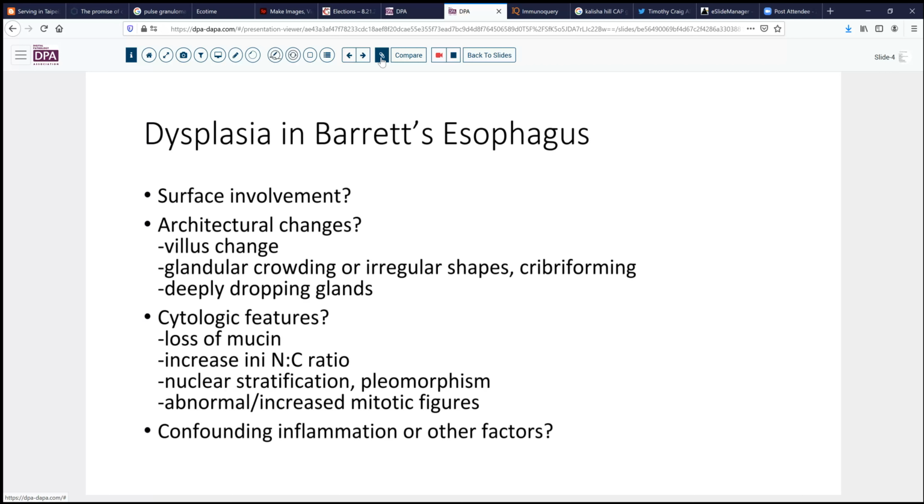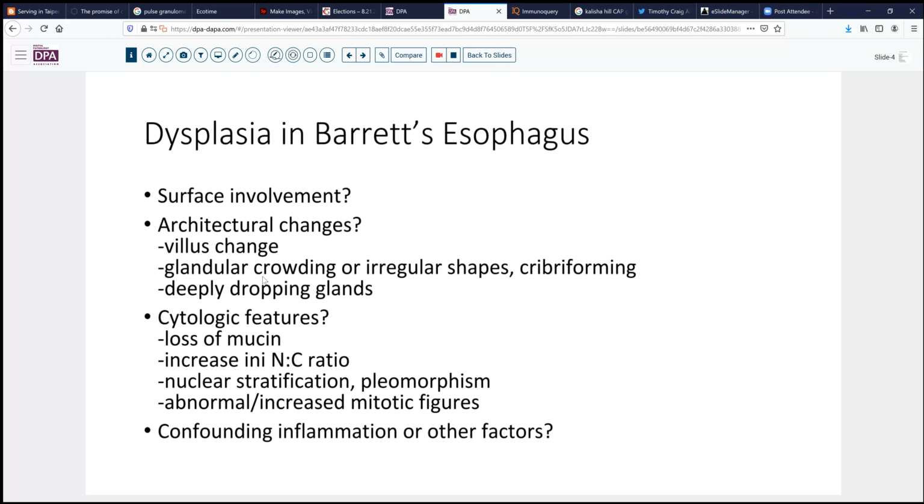So the question of dysplasia in Barrett's esophagus, I think, boils down to probably 3 or 4 principal criteria. The first is, do we have surface involvement? And we've illustrated that with these several changes. Is the surface epithelium altered? Is it dysplastic? And then secondly, we're looking for the kind of architectural changes. Now, in our first slide, we saw villus architecture. That's a marker of more advanced dysplasia.